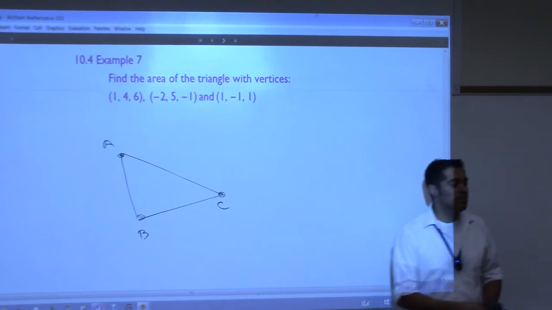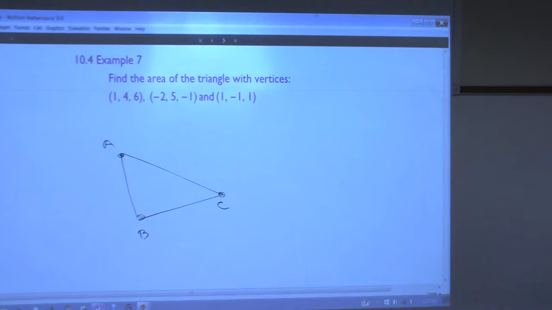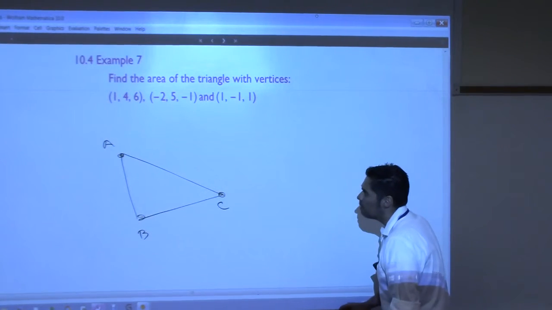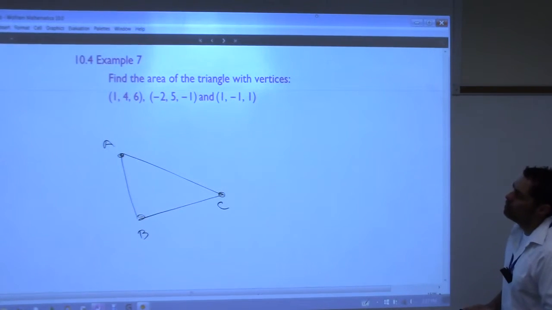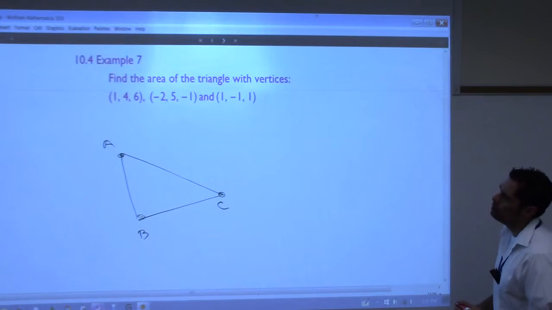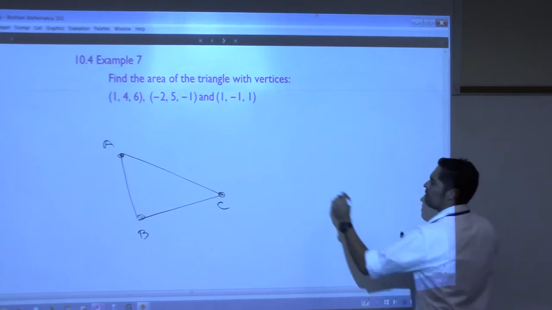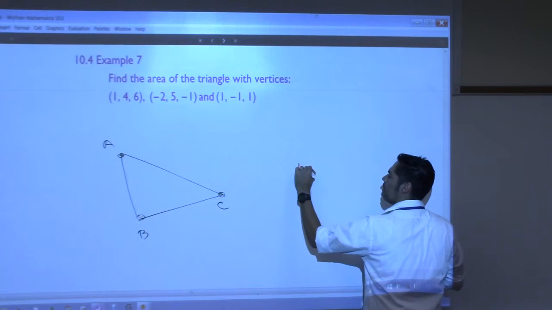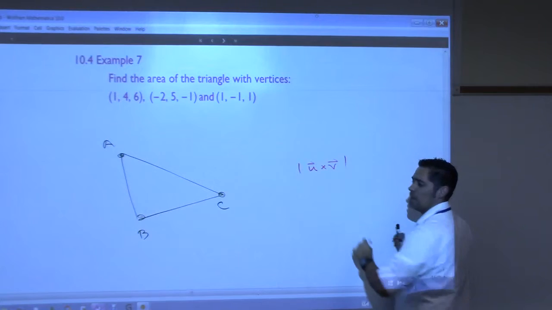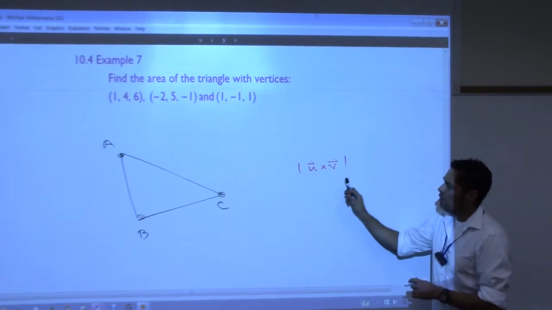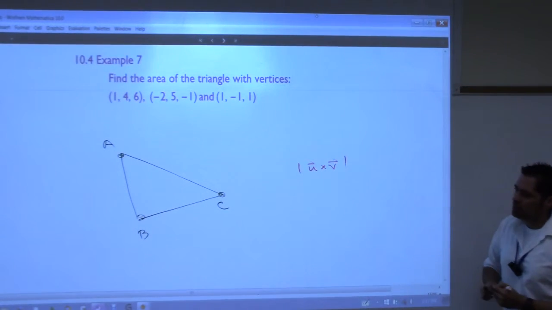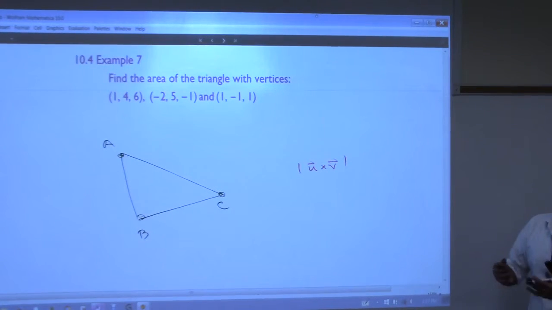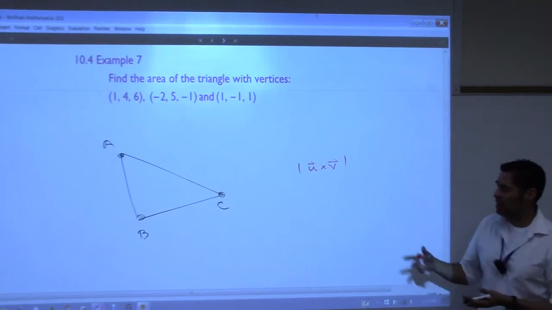Does anyone see this? I hear, but I didn't see who said it. Use the magnitude of A, B, B, C, and multiply by the sine of A. So you're wanting me to look at this cross product, right? Obviously, the magnitude of the cross product. What does the magnitude of the cross product represent geometrically? The area of the parallelogram, right? Formed by those two vectors.